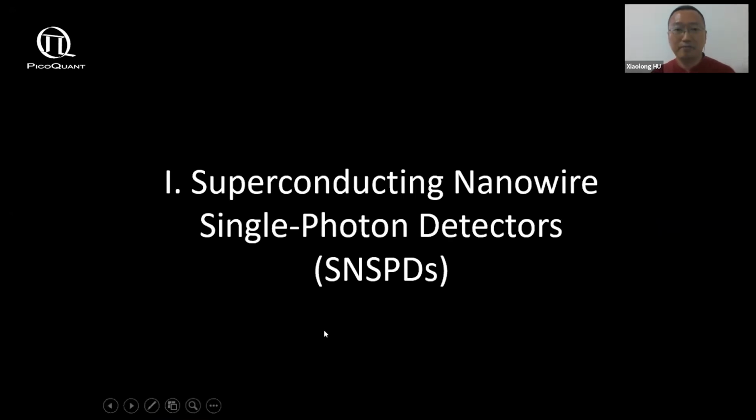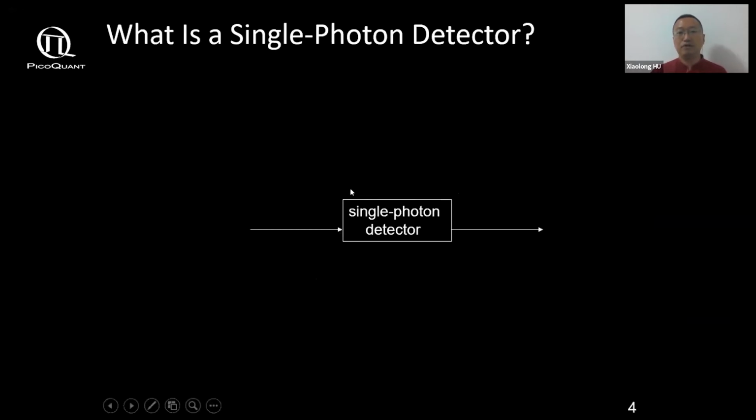So the first part of my talk is on superconducting nanowire single-photon detectors, abbreviated SNSPDs. You may have already been using this type of detector. A single-photon detector is a device like this: if the input is a single photon, it will output a signal, which is typically a voltage pulse. By counting the voltage pulses, we can count photons. So this looks very simple.